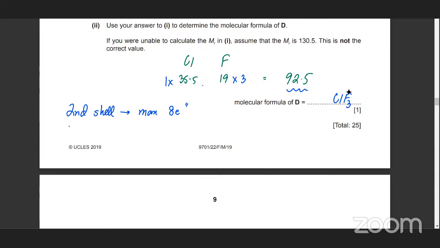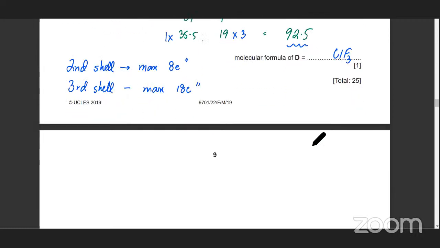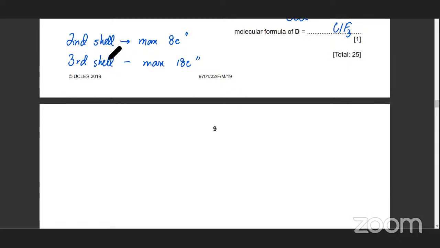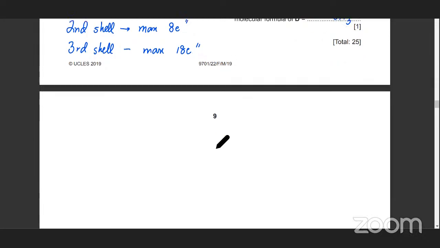But Cl is in the third shell. Now remember Cl has 7 electrons, so it can have 8 electrons, but it can have a maximum of 18 electrons. So Cl can make a lot more bonds. It has a much bigger shell. So remember this: elements from the third shell onwards, like Cl and iodine, can make a lot more than one bond because they have a lot more room in the shell for electrons to be added.